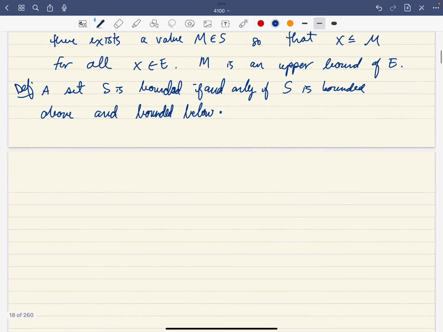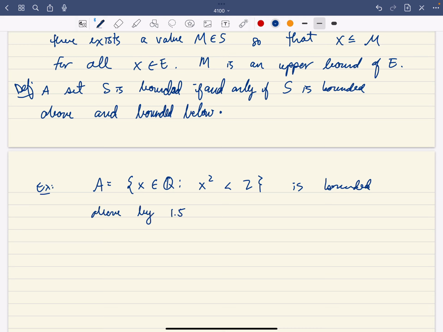All right. Just to give you an example, if I take the set A, which is the set of all the rational numbers such that x squared is less than 2, this set is bounded above by, say, 1.5. If I take 3/2, then that's going to be an upper bound.